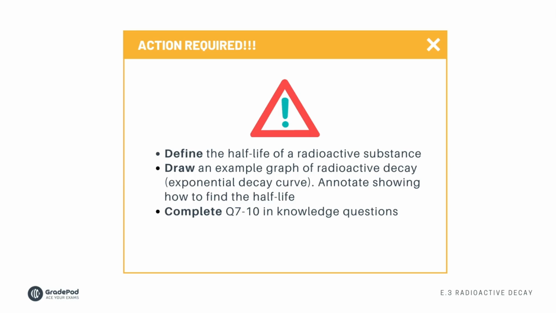Head to your revision note template and define the half-life of a radioactive substance in your definition section. Go to your common graphs section and draw an example graph of radioactive decay, which shows that very special exponential decay curve, and annotate that graph showing how you would find the half-life of a radioactive substance. And finally, complete questions 7 to 10 in knowledge questions.